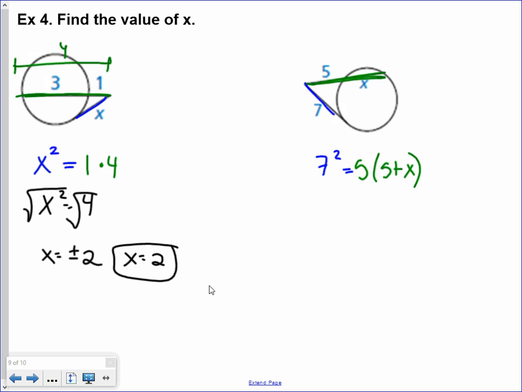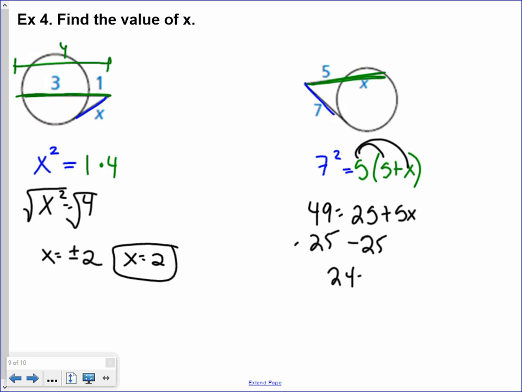Okay, Andrew, what's 7 squared? 49. Quiet down, please. Stop talking. 5 times 5 plus x is what? 25 plus 5x. Okay, minus 25 over. You get 24 equals 5x. Divide by 5. And you get x equals what? Oh, it's going to be decimal. It is going to be decimal. What is it? 4.8? Yeah, so 4 and 4/5.